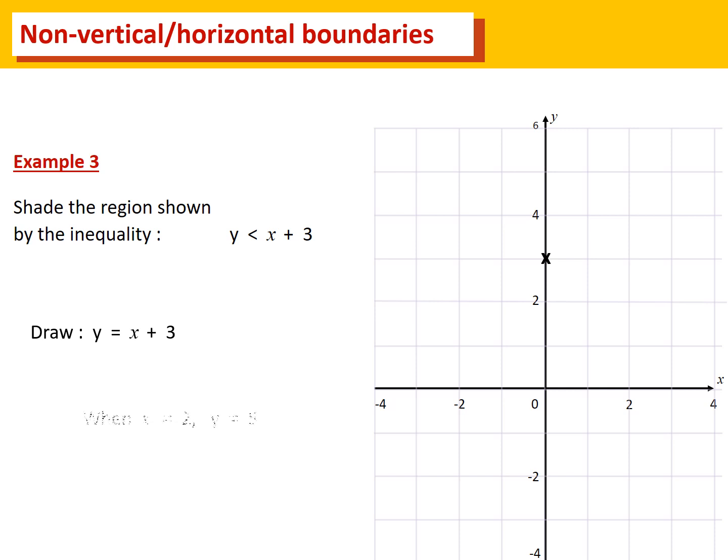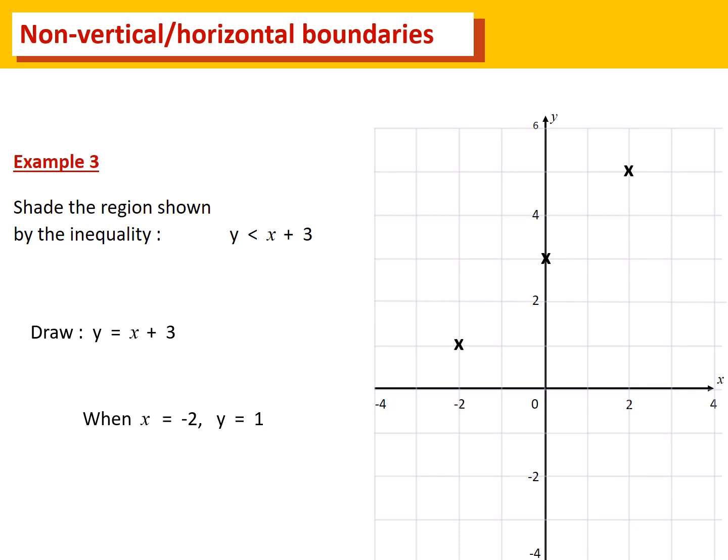For another point, choose another x value. I've chosen x equals 2. If we put x equals 2 into the equation there, you get y equals 2 plus 3. So that would give us y equals 5. And now we plot the point 2, 5. And for a third x value, I've picked -2. Put -2 into the equation. So then y would equal -2 plus 3, which is where we get y equals 1 from.